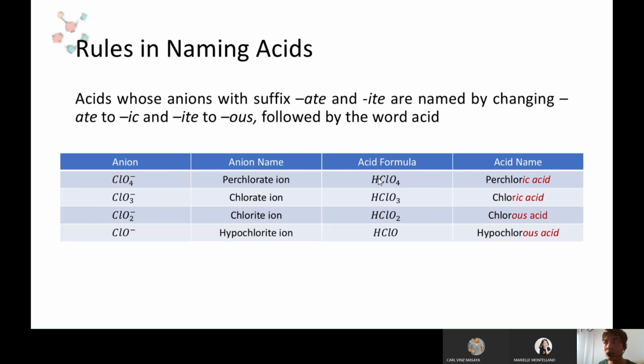If you add 1 hydrogen, that will become an acid. Kasi ClO4 requires 1 H lang. Remember, 1 lang yung exponent doon. So isang H lang yung kailangan para maging acid siya. So, paano na yung papangalanan? Kunin mo yung perchlorate, palitan mo yung ate ng ic plus the word acid. Perchloric acid. Chlorate, magiging chloric acid. Yung ite, papalitan mo ng us. Chlorite, magiging chlorous acid. Hypochlorite, magiging hypochlorous acid. Ganun lang ka-simple siya.